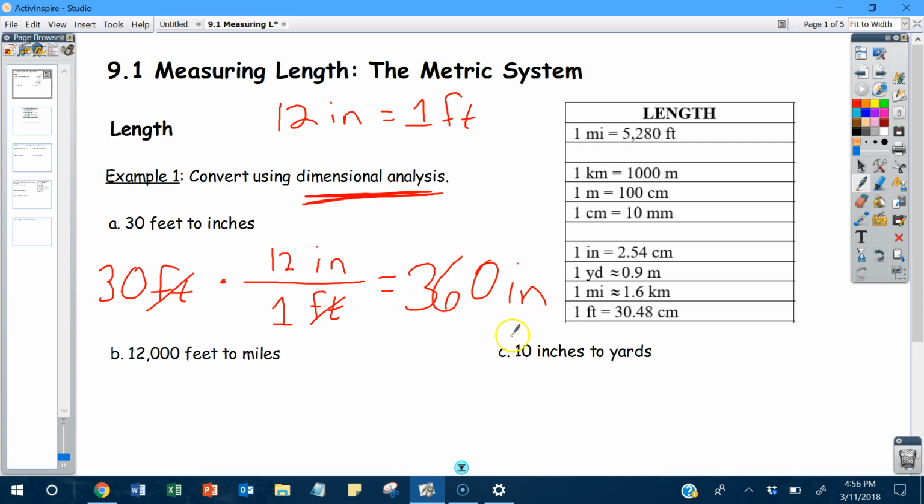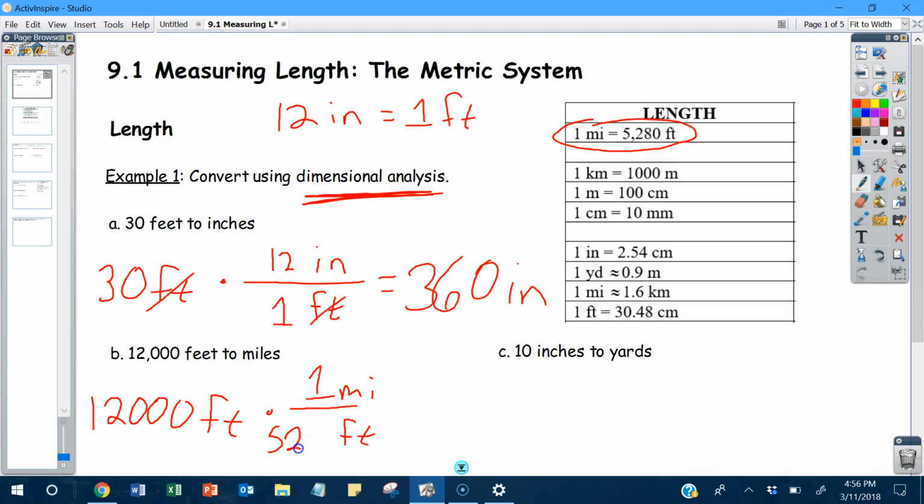So I can do the same thing here, and here I do have something in the formula sheet that's going to help me. I'm doing 12,000 feet to miles. I want to do a unit fraction that has feet down here, so the feet cancel, and miles up here. And then I'll use this thing right here that tells me for every mile I have 5,280 feet. So for every 1 mile, I have 5,280 feet.